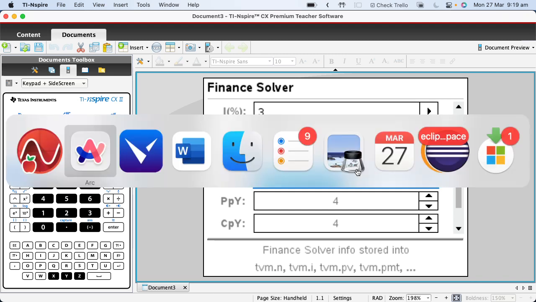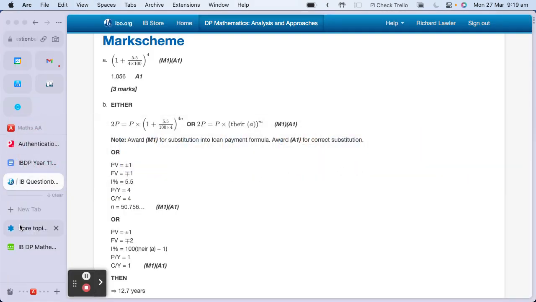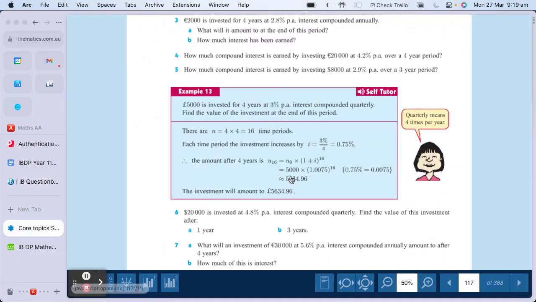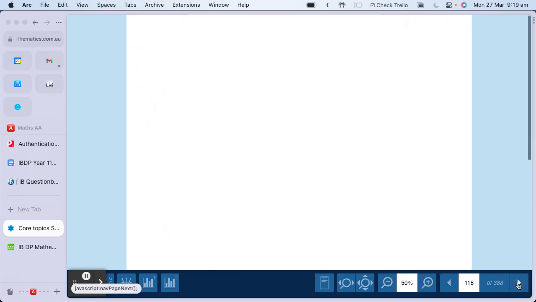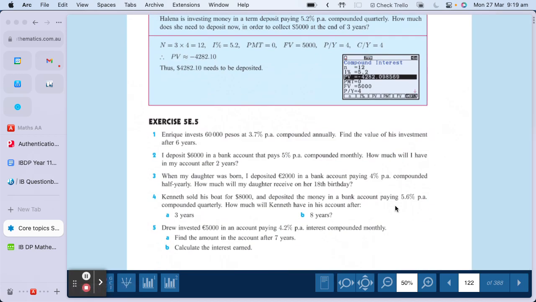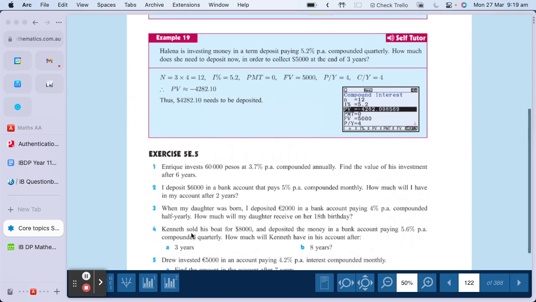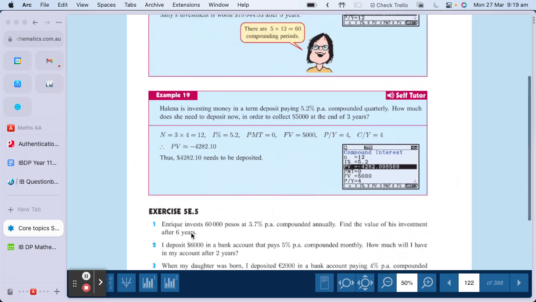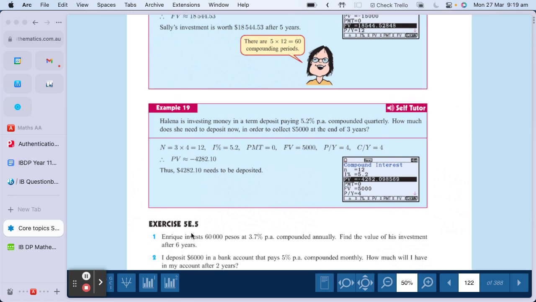Now, you could use that financial solver for where you are right now, or possibly slightly better, you can go to 5E.5, and there's a bunch of questions there in 5E.5 on page 122, and those are, I haven't done them myself, but they look like they've been designed to use your financial solver for.